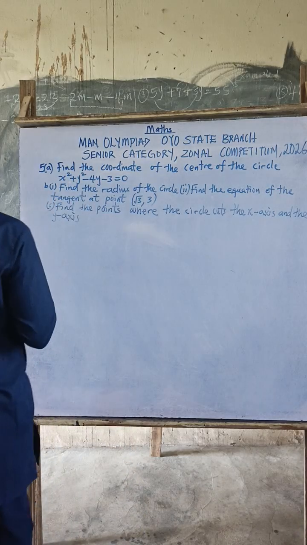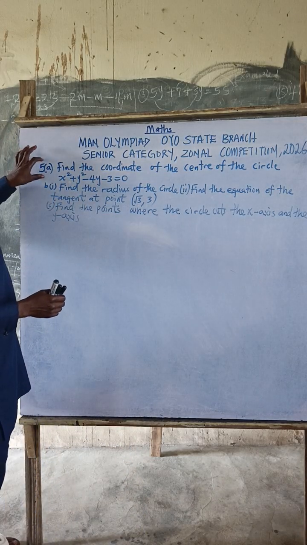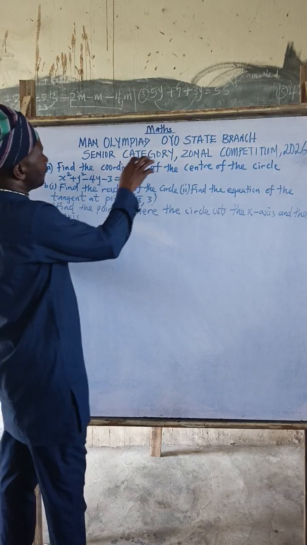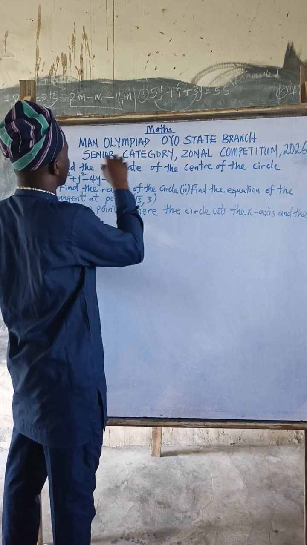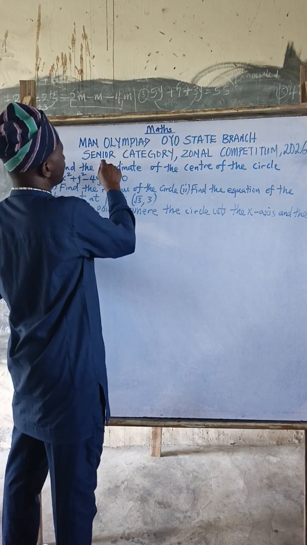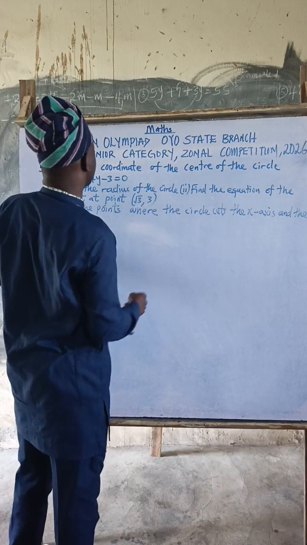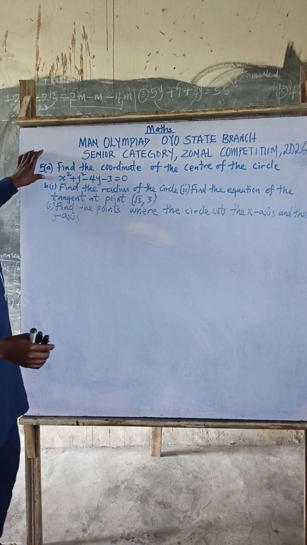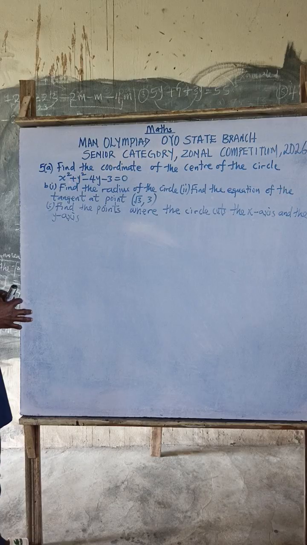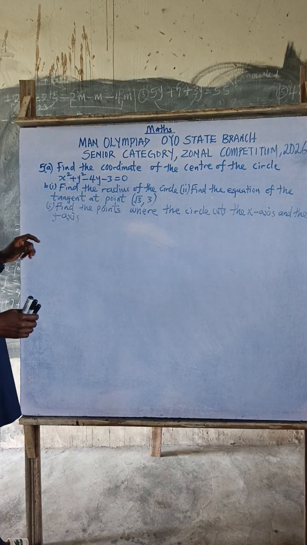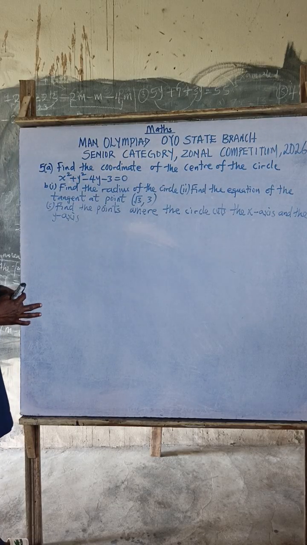So here is another question that we have to solve. This question came out in the Oyo State Mathematical Association of Nigeria Olympiad, senior category, Zonal competition 2026. This time we are given 5 questions to solve, and this is one of them, question number 5.